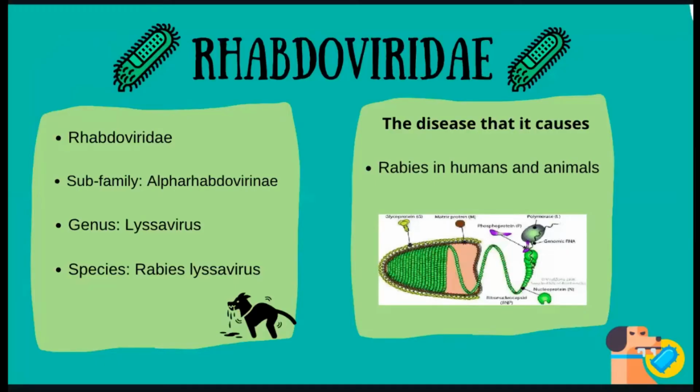Okay, so first we're going to describe the classification of Rhabdoviridae. The subfamily is the Alpha Rhabdovirinae. The genus is Lyssavirus, and the species of this virus is Rabies lyssavirus. The disease that this virus causes is rabies in humans and animals.